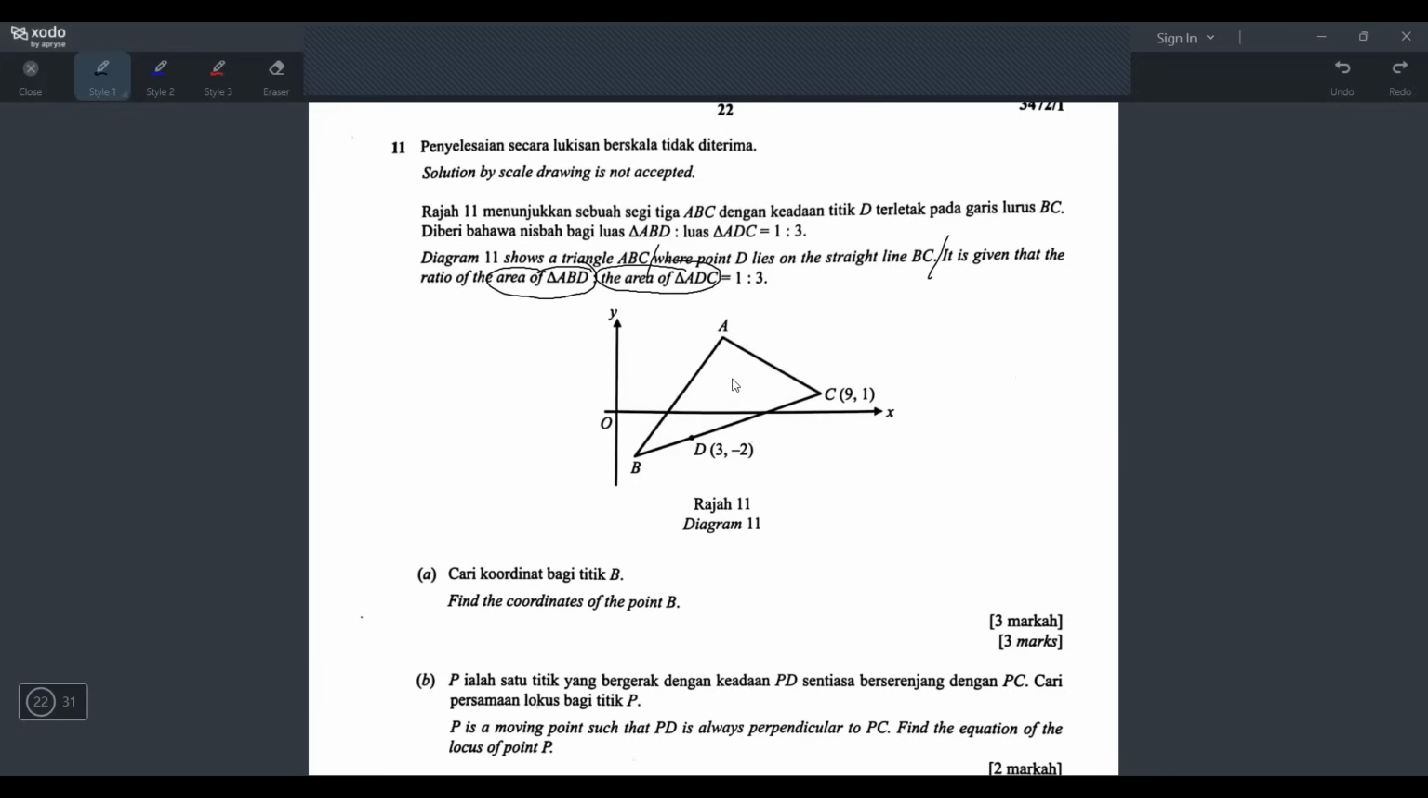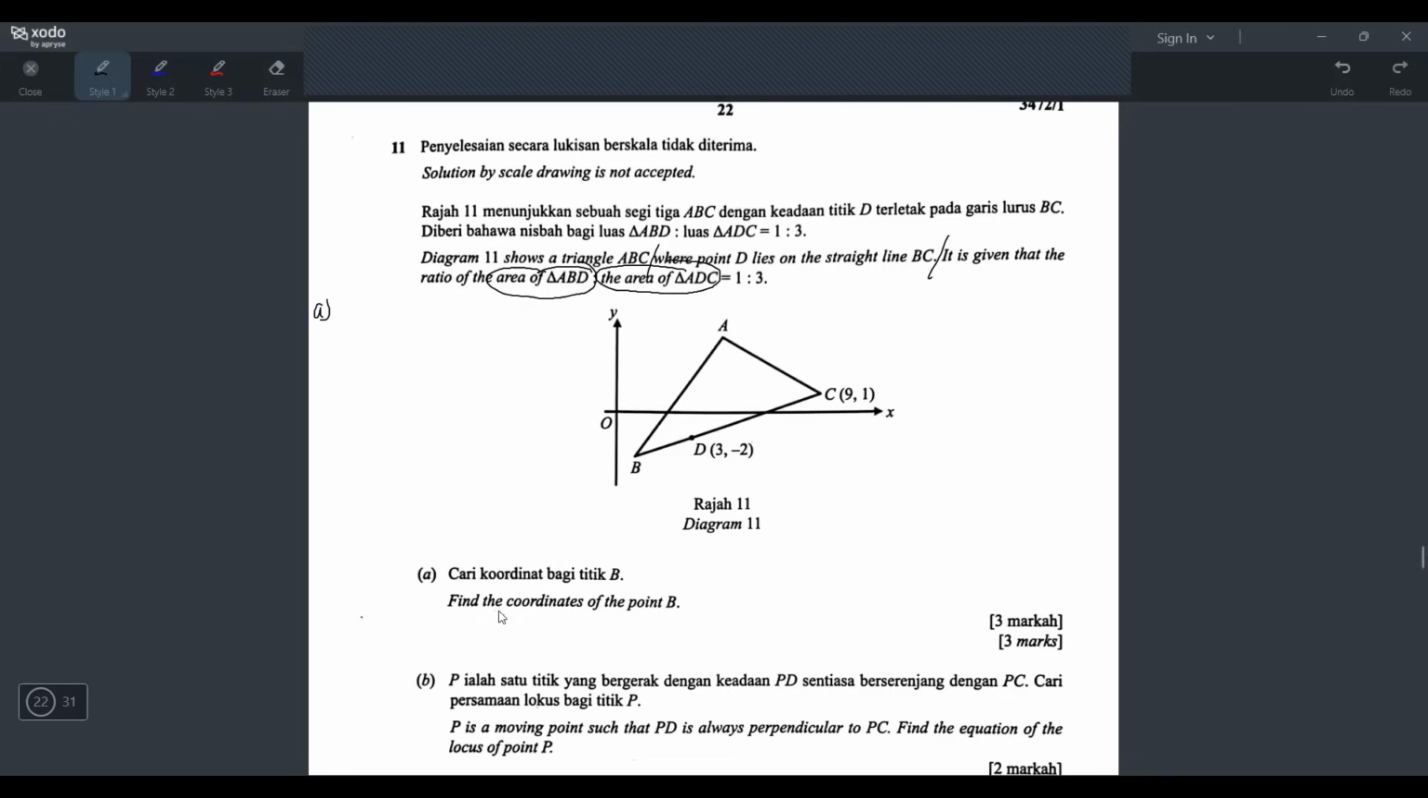So maybe later if I get stuck, then I will use this information. So later when I start doing the question, if I feel like I'm stuck and cannot do it, then it means definitely I have to use this information, the area information, right? But for now, I don't want to label it, because if I label it, my diagram will look messy. So I will just leave it for now.